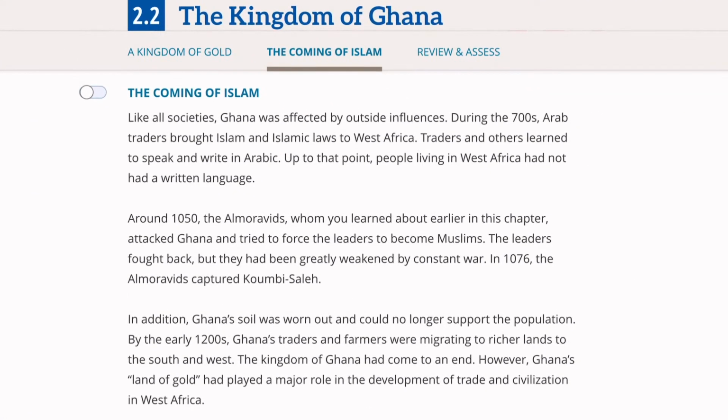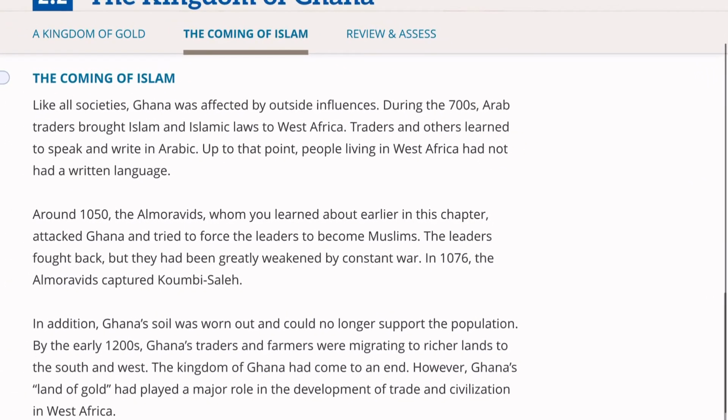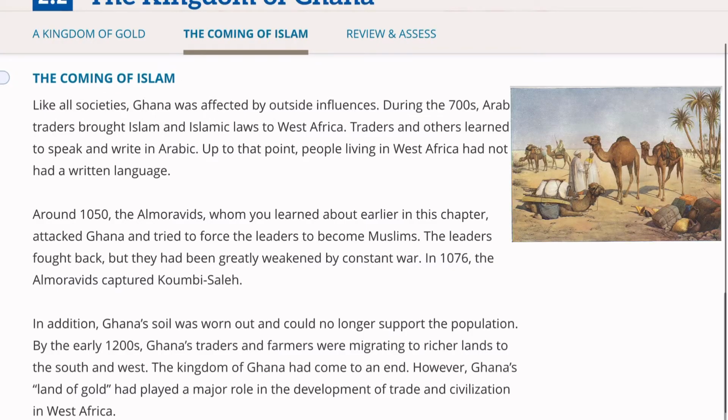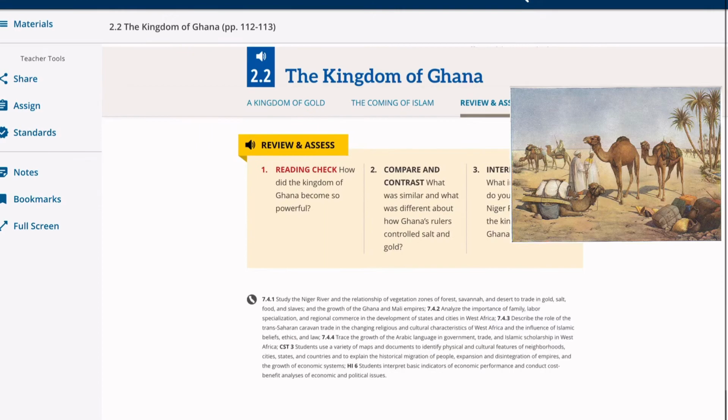So like all societies, Ghana was affected by outside influences. During the 700s, Arab traders brought Islam and Islamic laws to West Africa. Traders and others learned to speak and write Arabic. Up to that point, people living in West Africa had not had a written language, so they usually transferred their knowledge to the next generation through storytelling, which will be in our next lessons about the griots, the ones who pass the history of the village or even kingdom to the next generation by oral tradition.